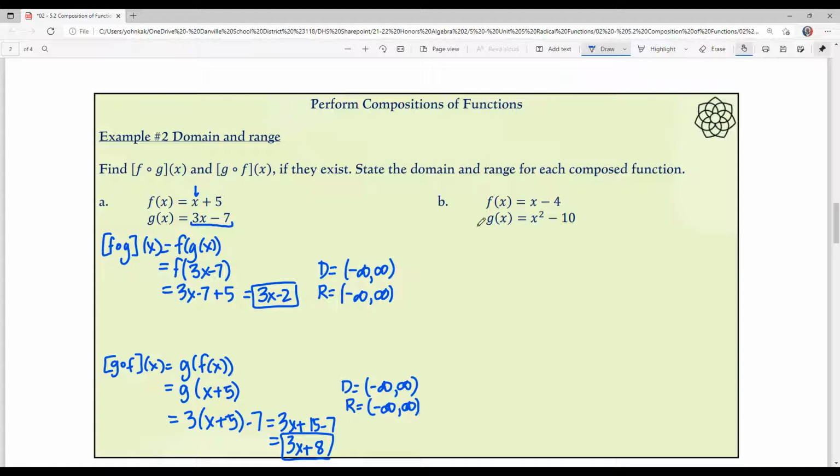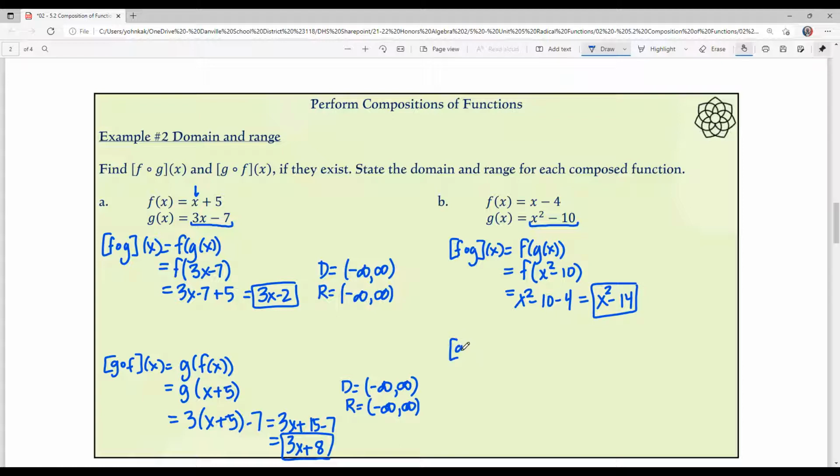Okay, if we go to letter B, first we need to find f circle g of x. By definition, that's f of g of x. So I'm going to leave the f alone, replace g of x with what g of x is, which is x squared minus 10. Then I need to go to the f function, and instead of writing x, I'm going to write x squared minus 10 and keep the minus 4. That's going to give me x squared minus 14.